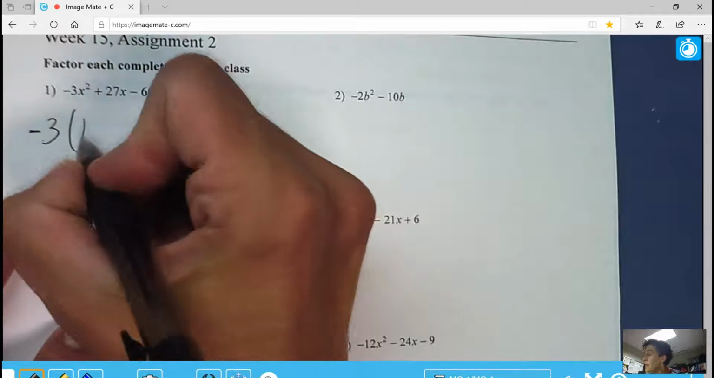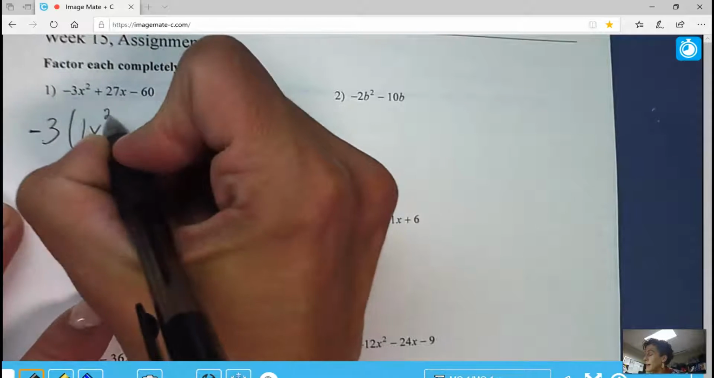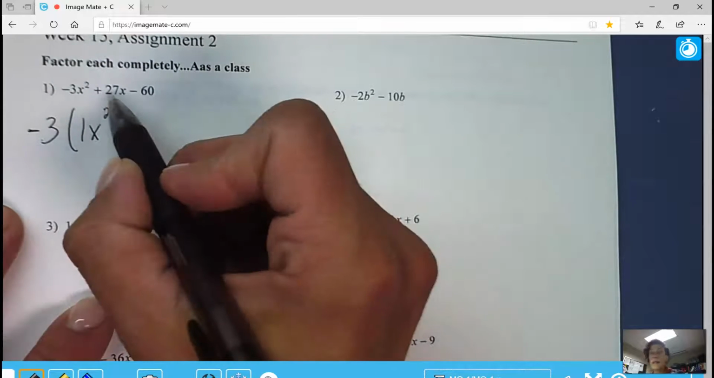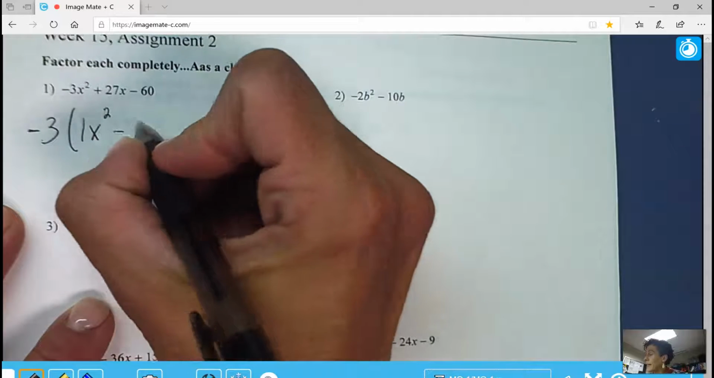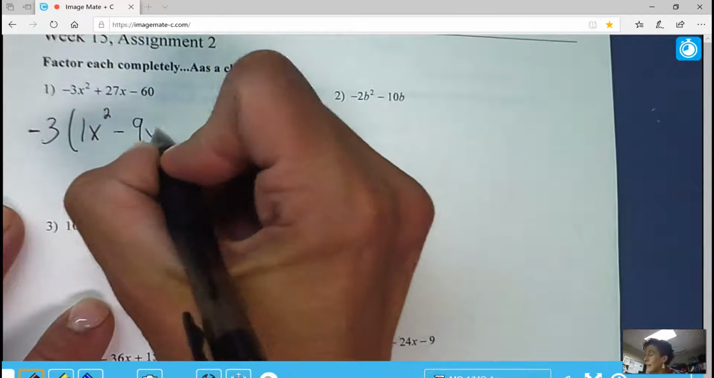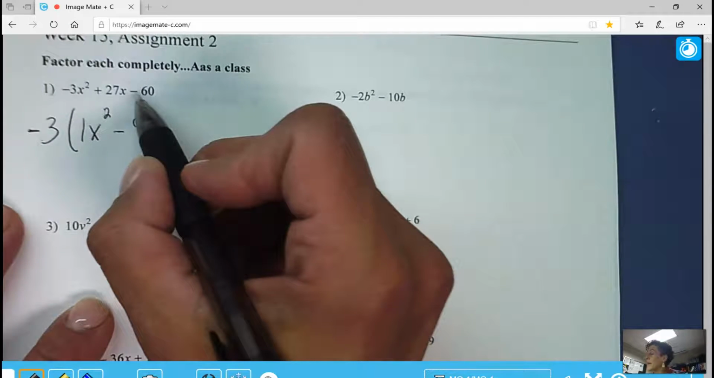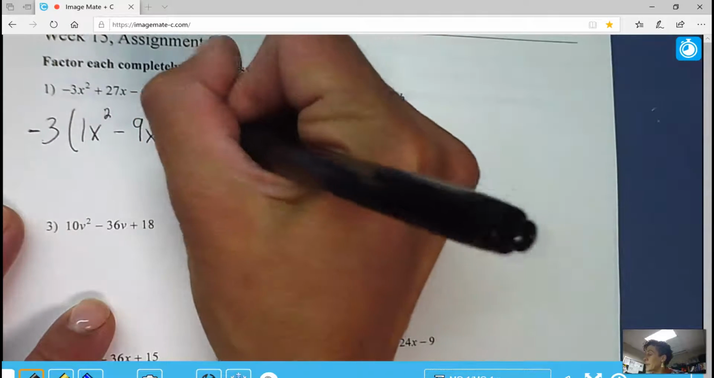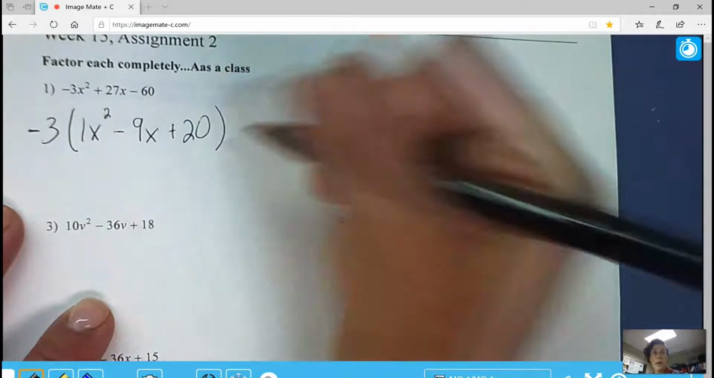So negative 3 times what makes this whole term? So 1 makes the negative 3, and it still has its x's. And negative 3 times what makes this positive 27? Well, that would be a negative 9, and it still has its x. And negative 3 times what makes negative 60? That is a positive 20 with no x at all.